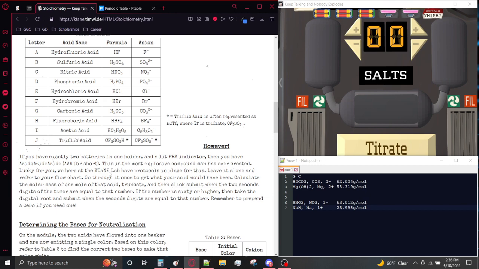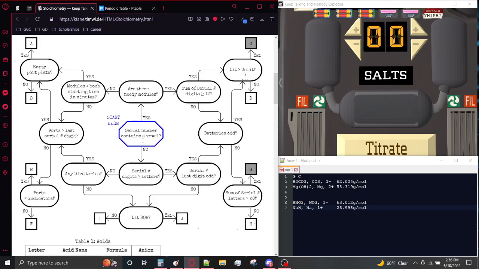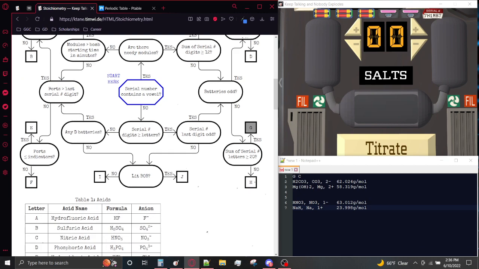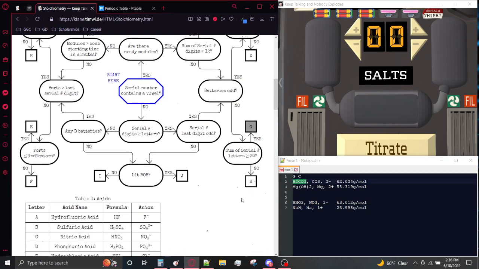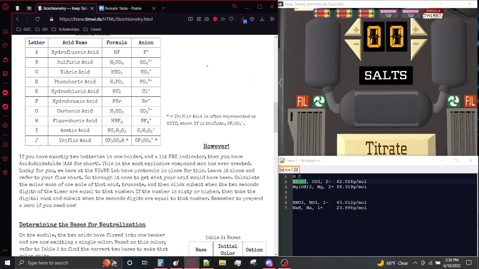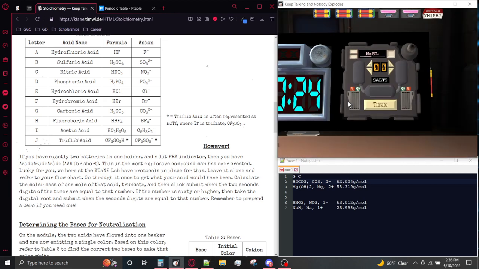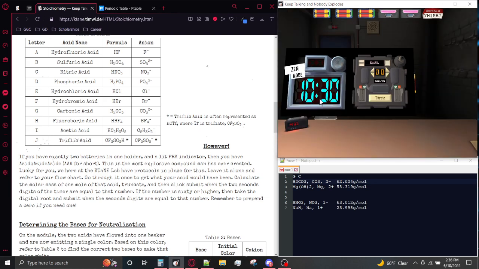So what you do for this is you go through the flowchart we went through earlier to get the first acid. So for this module, it would have been H2CO3. And then we would take the molar mass, remove the decimals, and then submit. We're going to press titrate, not even changing anything, doesn't really matter what's on the module. You're going to press titrate when the last 2 second digits are equal to this truncated molar mass.